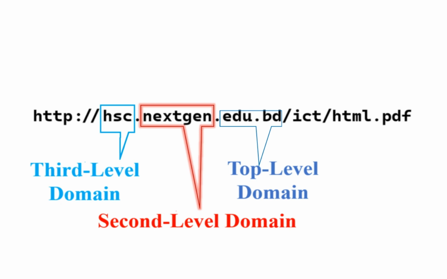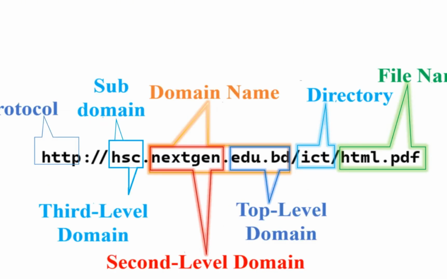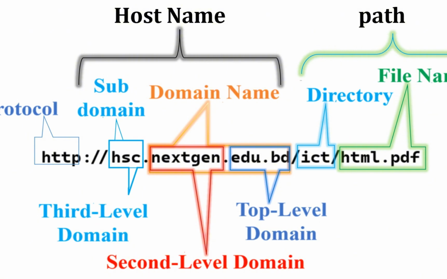So the top level domain represents the type of the domain, and of course where it is actually located. And the subdomain and the domain name together, we could call the host name. And of course, the directory and the file name is called the path.